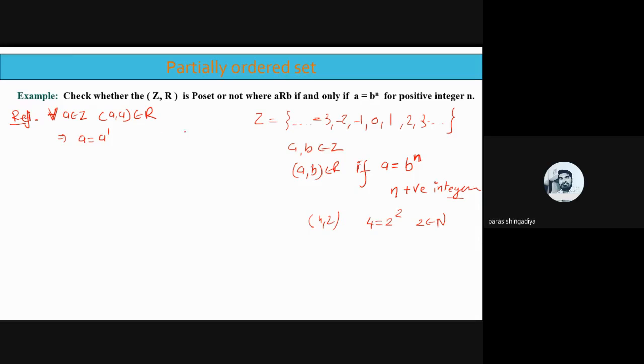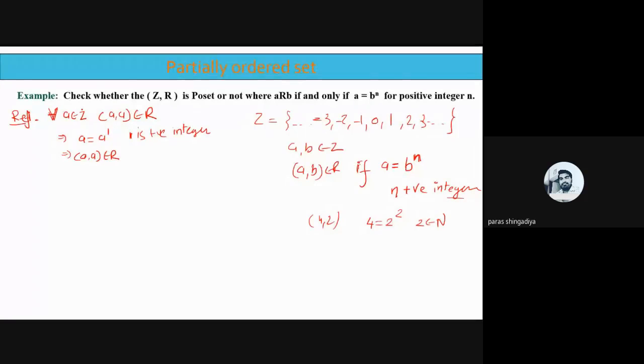So for the (a, a) case, we can consider a is equal to a raised to 1, where 1 is a positive integer. Therefore, we can say that (a, a) belongs to R.